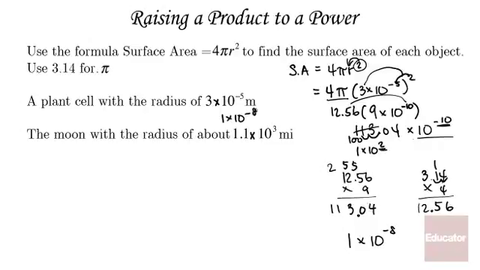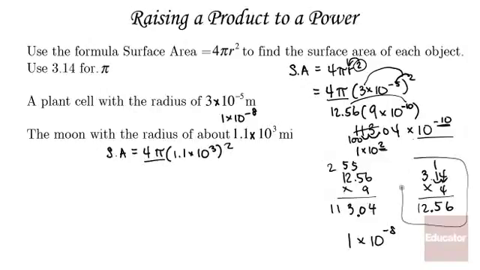Now let's look at the moon with the radius about 1.1 times 10 to the third. I'm going to have surface area equals 4 pi r squared, which is 1.1 times 10 to the third squared. Well, luckily I've already done my multiplication for 4 pi earlier here. So that's 12.56. I'm going to multiply that with the 1.1, which is going to be squared, and then 10 to the third, which is 3 times 2 is 6. So 1.1, let's do that on the side.